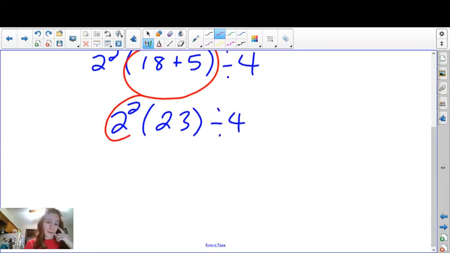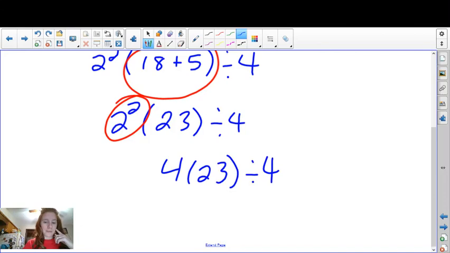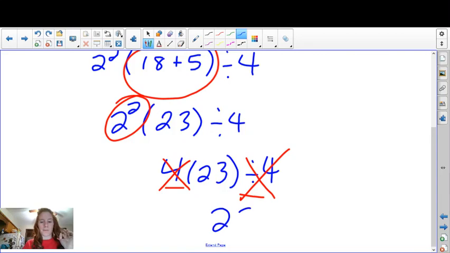So now I have my exponent, which is 4 times 23 divided by 4, which is 92, which divides by 4. So essentially, since I'm dividing and multiplying by the exact same number, my answer is just 23.